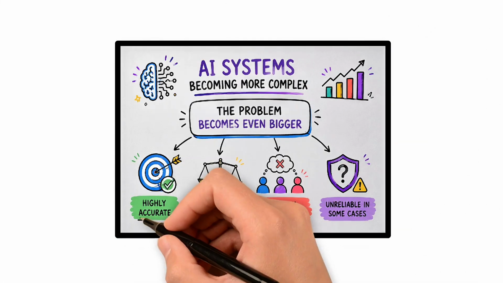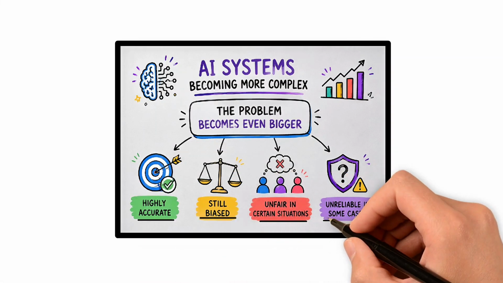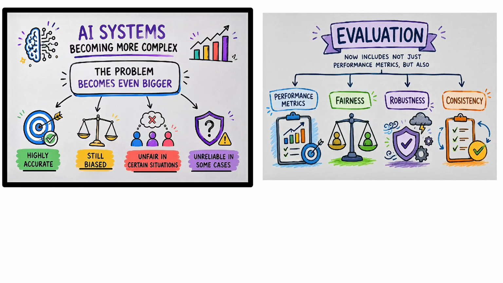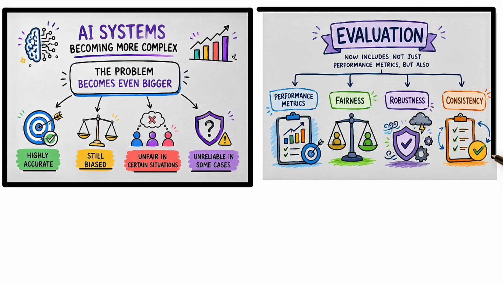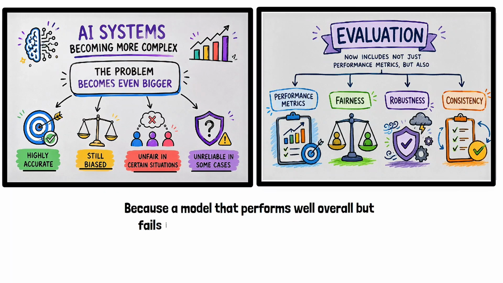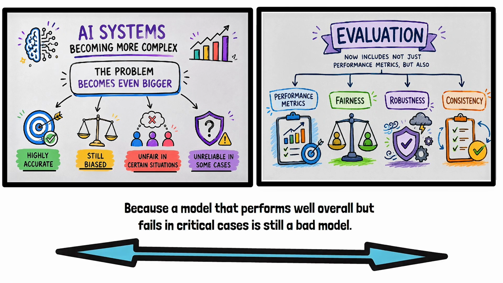Now, with AI systems becoming more complex, this problem becomes even bigger. Models can be highly accurate but still biased, unfair, or unreliable in certain situations. That's why evaluation now includes not just performance metrics, but also fairness, robustness, and consistency. Because a model that performs well overall but fails in critical cases is still a bad model.